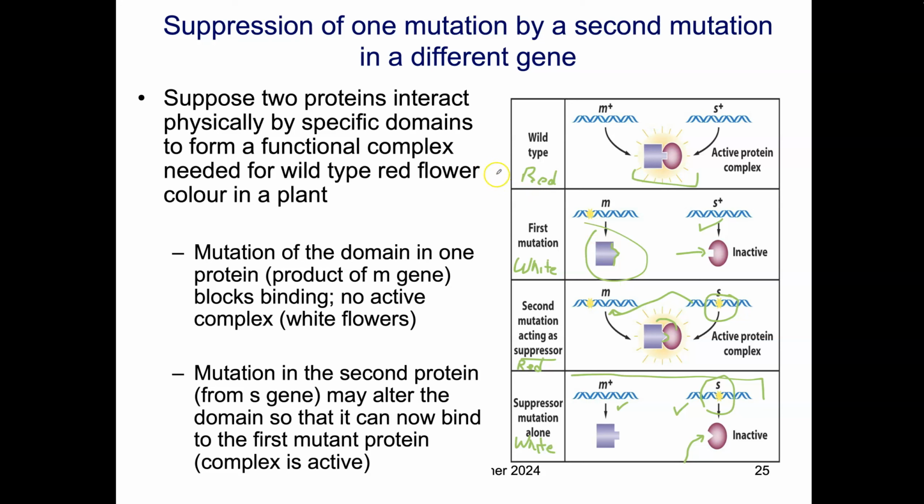So think about a dihybrid cross. Think about M plus M, S plus S crossed to, it's a plant, so you could self-fertilize it. What would the ratio be that you would expect? You'd expect that 9 to 3 to 3 to 1. And what color would each of those categories be?